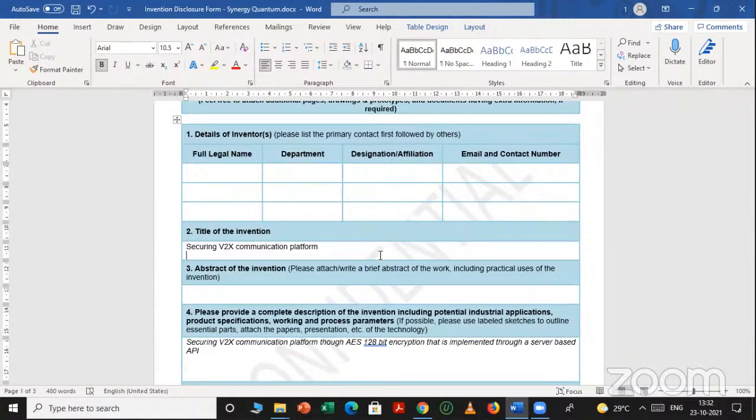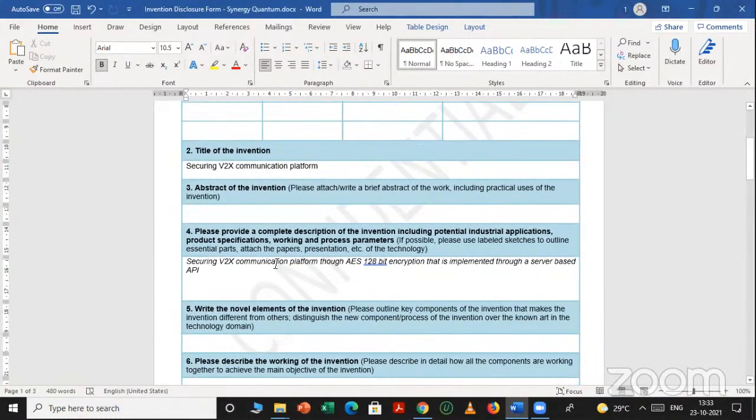It should not be more than 100 words, and it should address the novelty of the invention. We'll talk about it more in a later section. Then the fourth section is the complete description of the invention, including potential industrial application. If there is any product specification, or any product launched in the market based on your invention or the research, you have to mention it here. And the working and all the process, algorithm, anything which describes your invention, we have to mention it here.